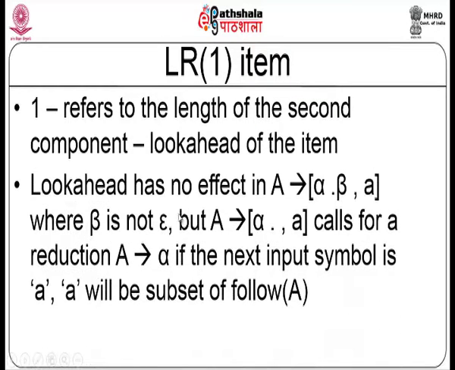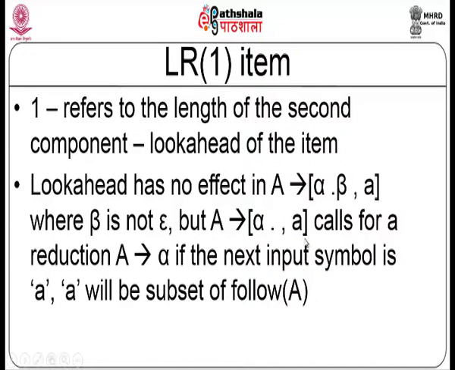Lookahead has no effect in an item of the form A produces alpha dot beta comma a, where beta is not epsilon. But if we have A produces alpha dot comma a, this calls for a reduction by A produces alpha, and this will be done at the intersection of a and that item number, as against the follow of A. Now, if I have some beta present here, then this a is not a big botheration.